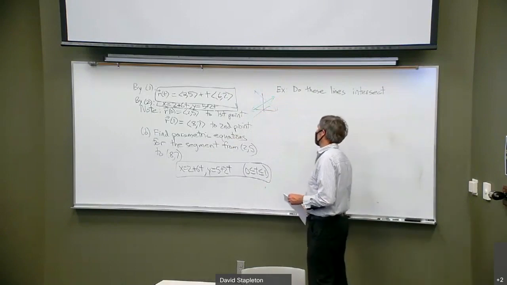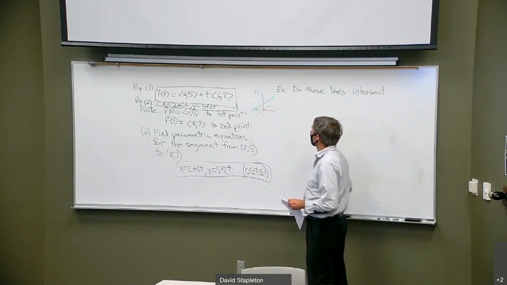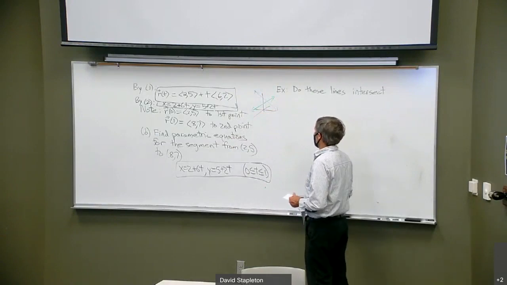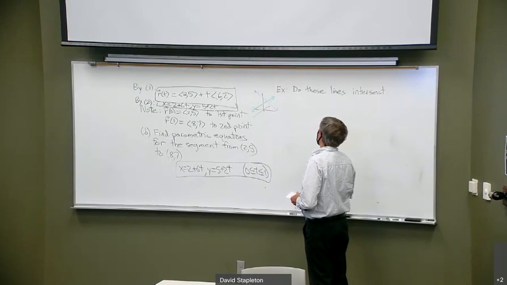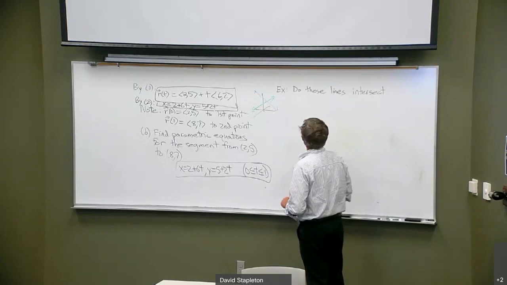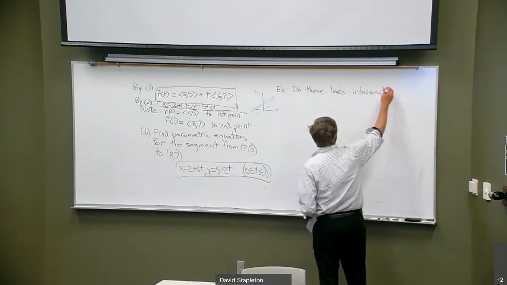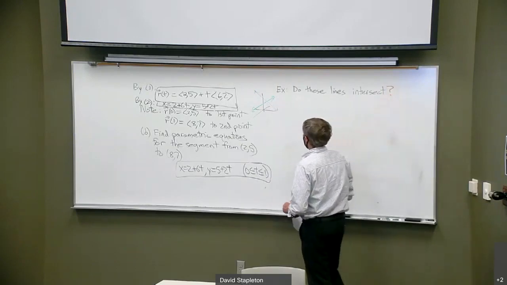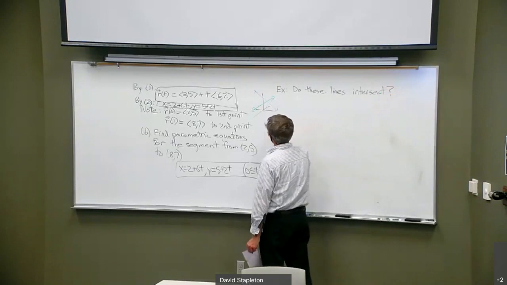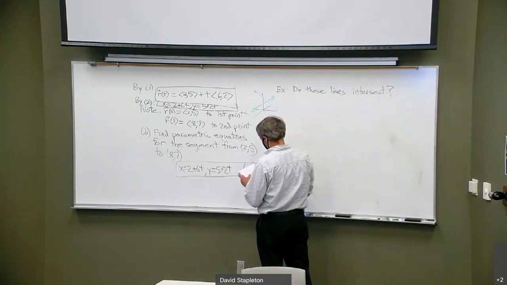Lines that don't intersect in free space and aren't parallel. So maybe these are parallel, don't intersect. Maybe they're skew lines. Maybe they do intersect. So that's pretty lucky. You have to put them in the right place. Well, let's try these lines.